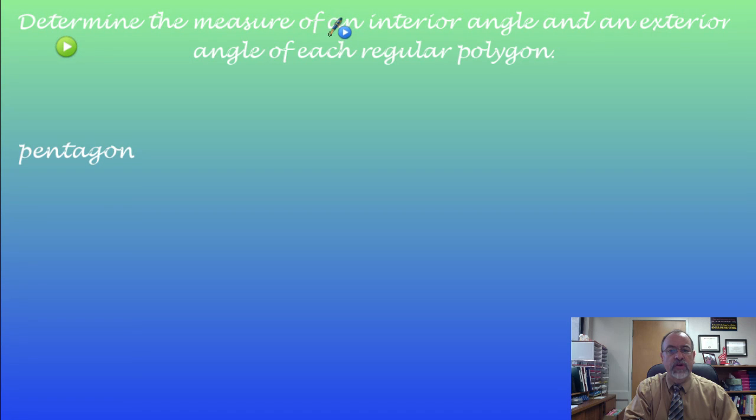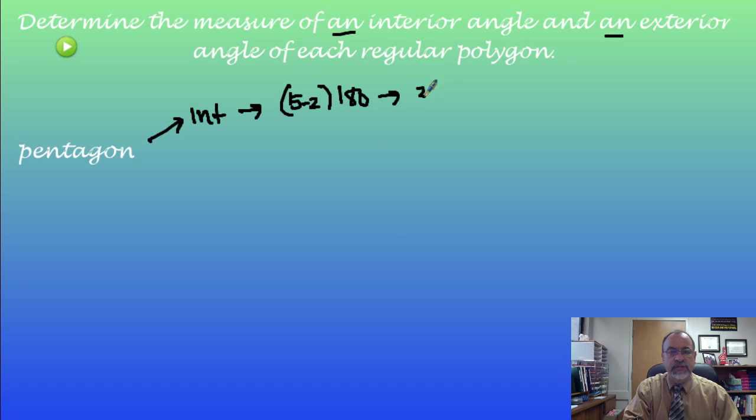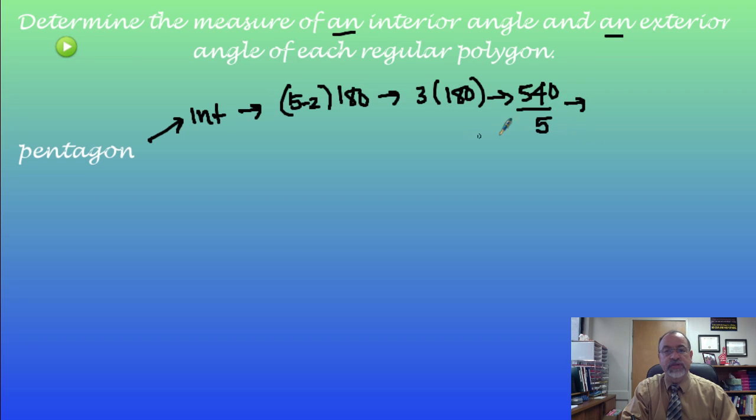So if I want to know the measure of one interior angle and one exterior angle of a pentagon, how do I figure that out? Well, for the interior, I need to know what the total is first. Penta is 5, so 5 minus 2 times 180 will give me the total. That's 3 times 180, so that's 540 total degrees inside the pentagon. And we know there are 5 angles, so I'm going to divide this by 5 to give me the measure of just 1. That's going to be 108 degrees for each angle on the inside.